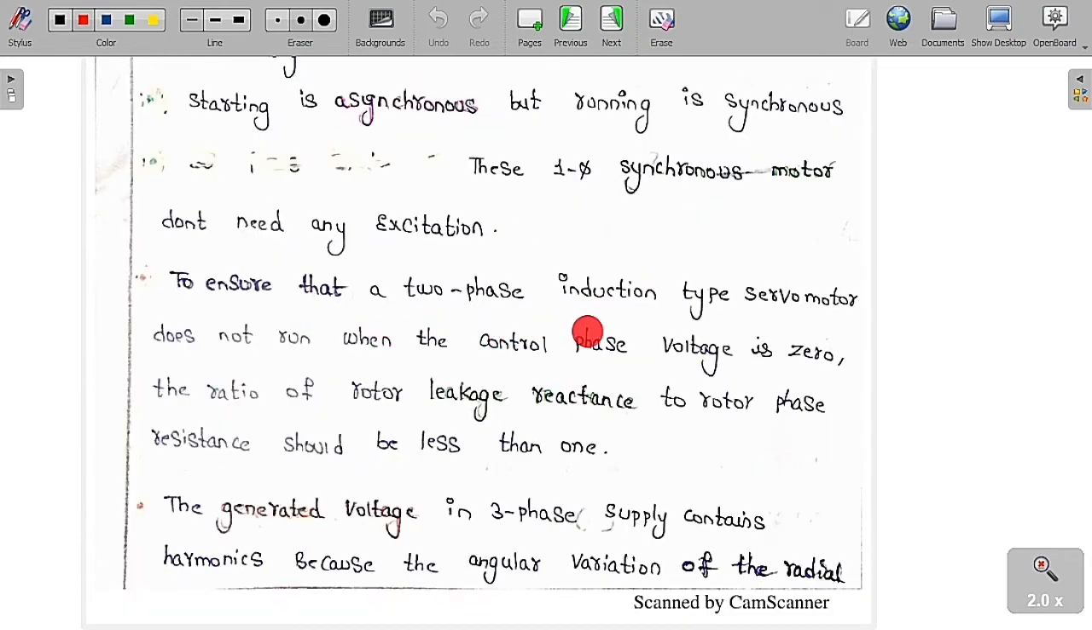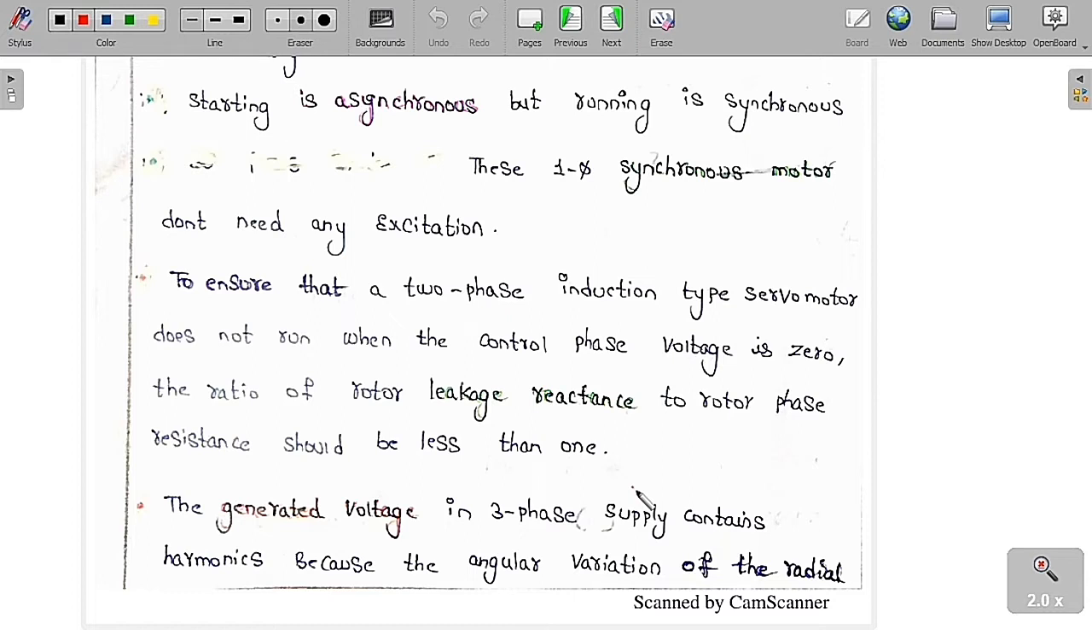To ensure that a two-phase induction motor type servo motor does not run when the control phase voltage is zero, the ratio of rotor leakage reactance to rotor per phase resistance should be less than 1. So whenever the ratio of the rotor leakage reactance to rotor phase resistance is less than 1, then only we can ensure that a two-phase induction type servo motor does not run when the control phase voltage is zero.